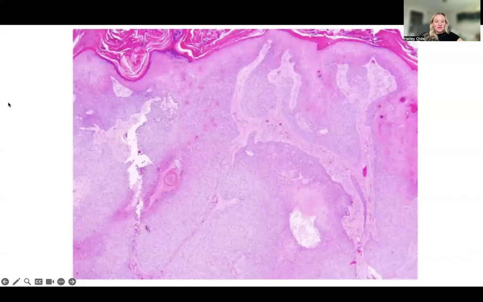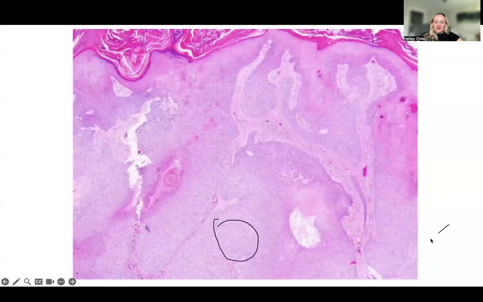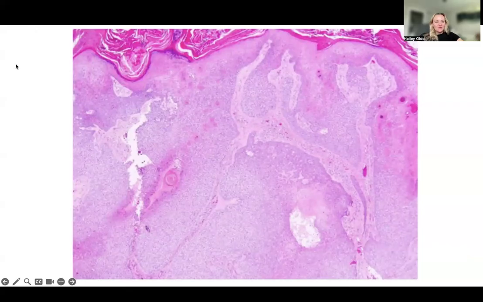Okay, so this one has more clear cells. They're just filled with glycogen. And I know you can't see the bottom here, but usually it has a more round bottom. And is it invading deeper into the dermis?